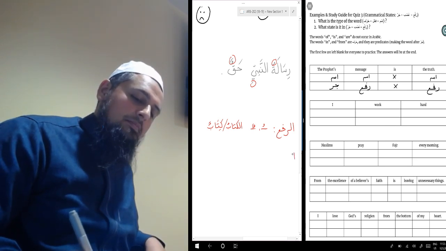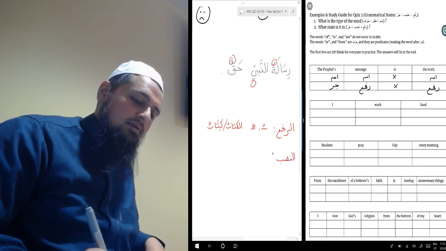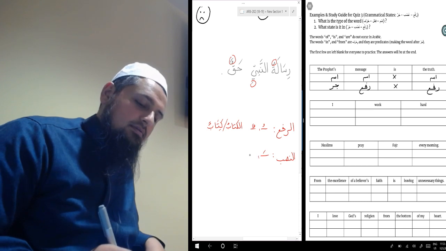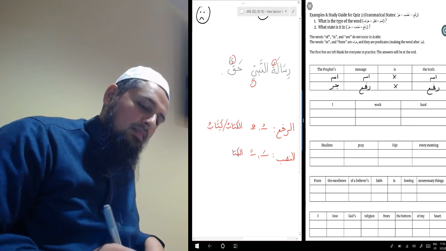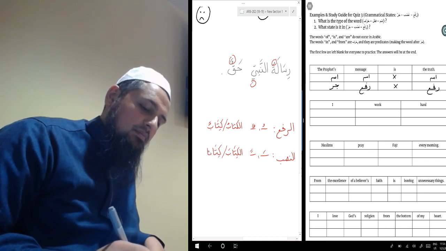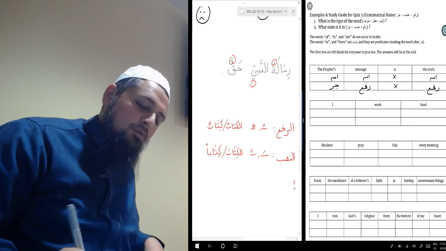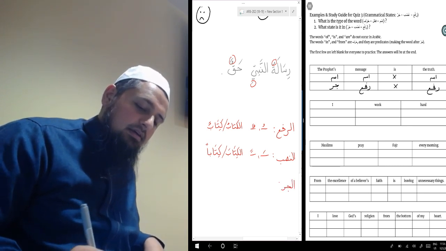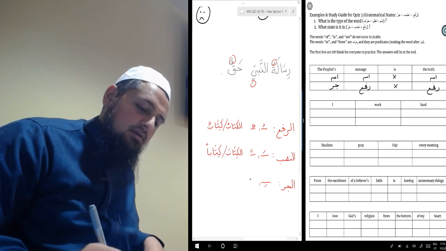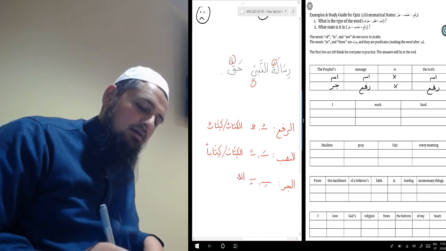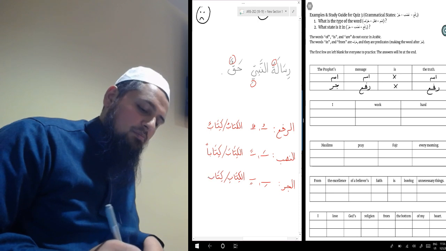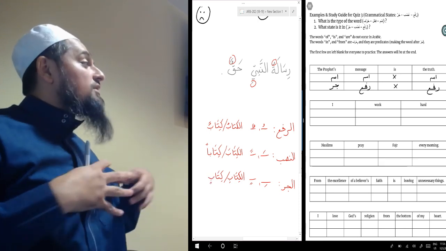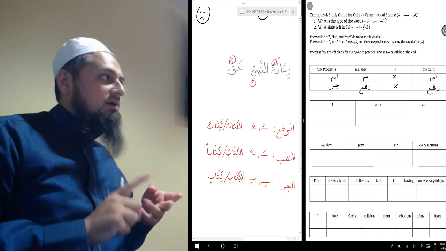If it's in the state of nasab, the word is going to have a fatha or fathatan. Like al-kitaba or kitaban. And if the word is in the state of jar, it's going to be kasra or kasratan. Al-kitabi and kitabin. That is what the words look like in the states of rafa', nasab, and jar.